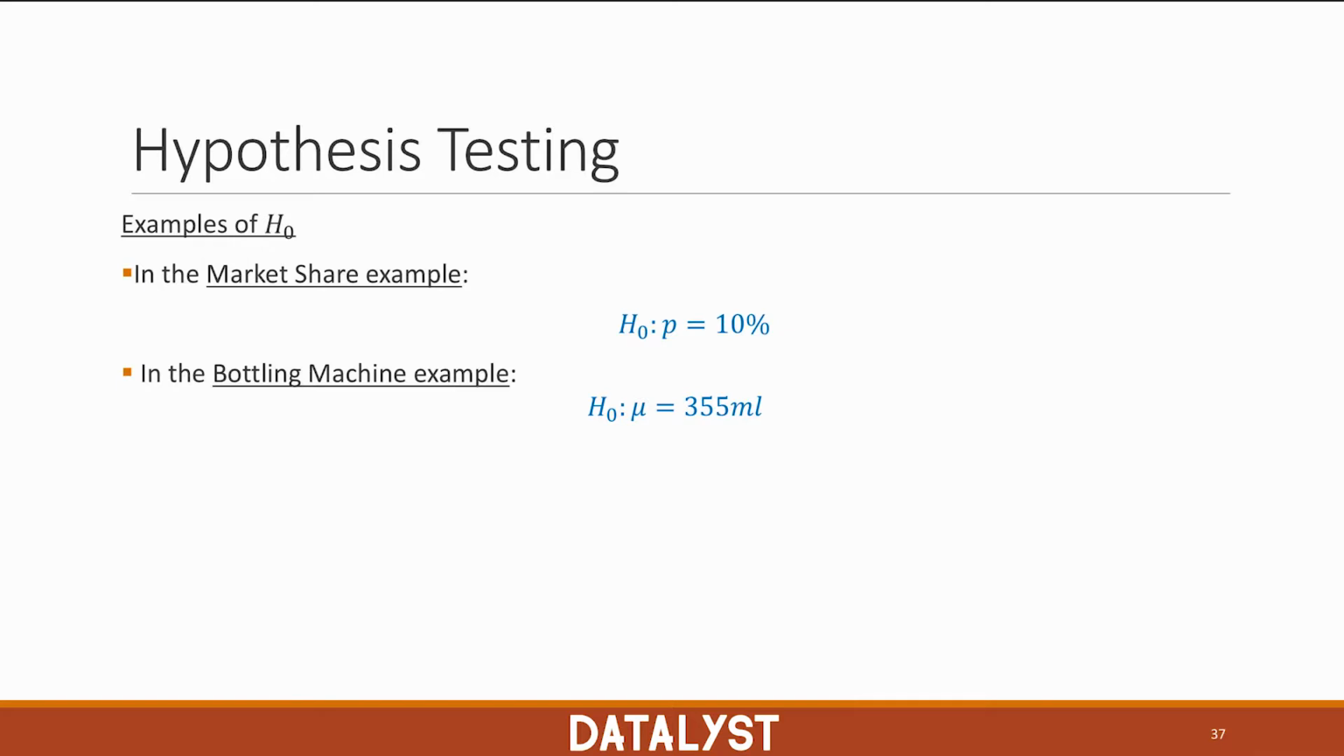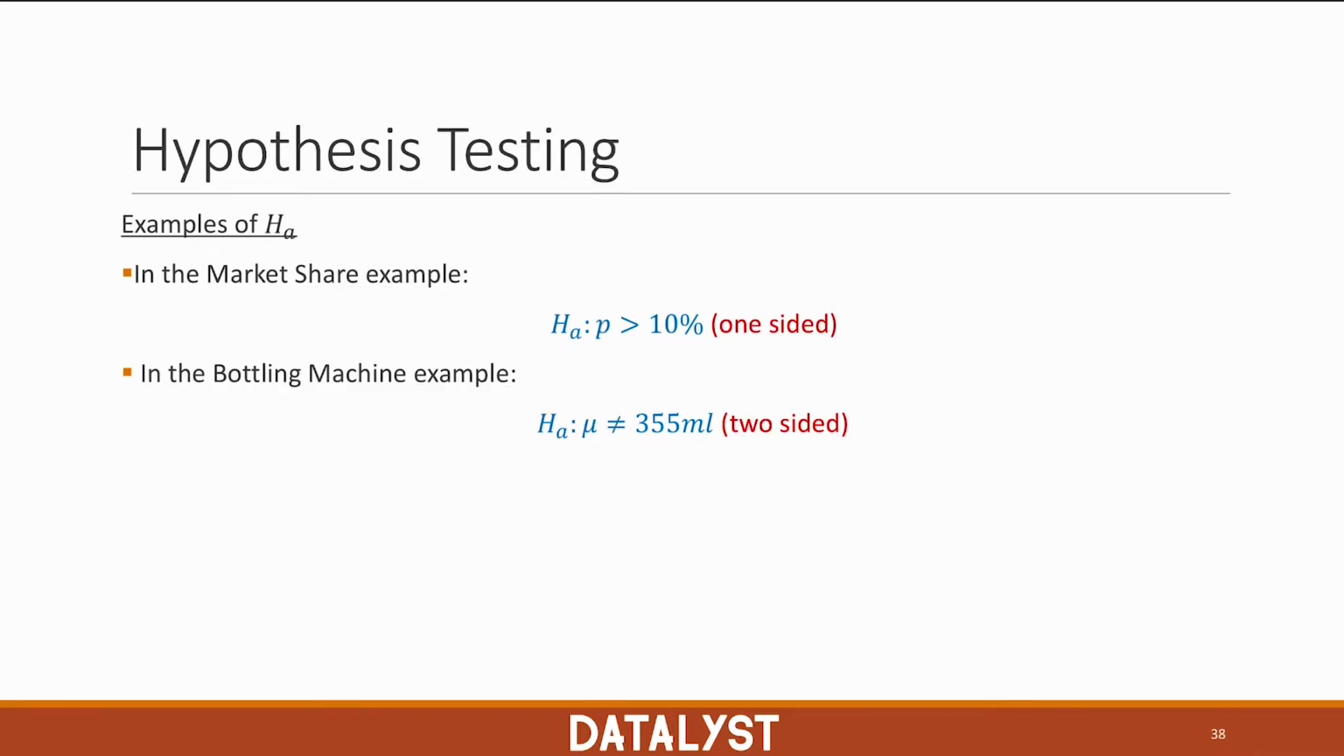In the bottling machine, we want to run a quality control, and we mentioned that the actual quantity that needs to be in a bottle is 355 milliliters. And if the actual quantity bottled is different than this, then there is an issue. So in this case, we say that the null hypothesis is equal to 355.